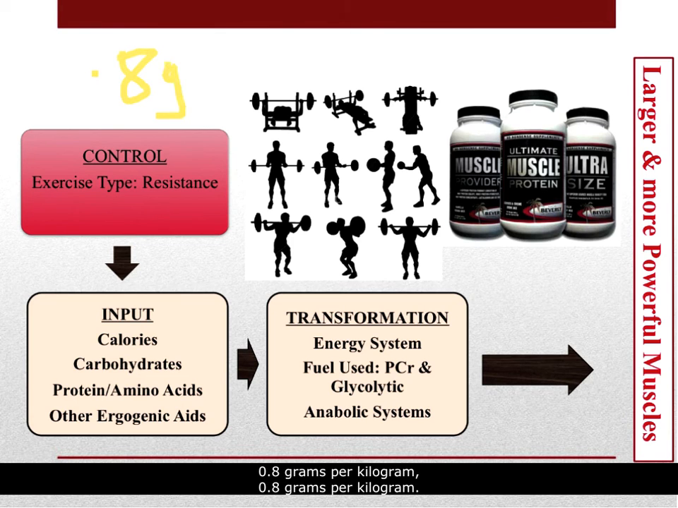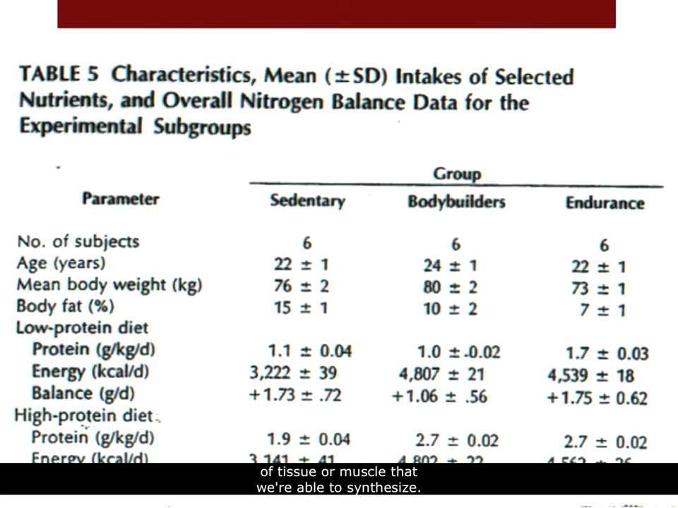0.8 grams per kilogram. 0.8 grams per kilogram. So let me say that again out loud. The range for athletes would be about 1.2 to 1.8. That's going to be the difference in those 500 calories. And any more than that has absolutely no positive effect on the amount of tissue or muscle that we're able to synthesize.